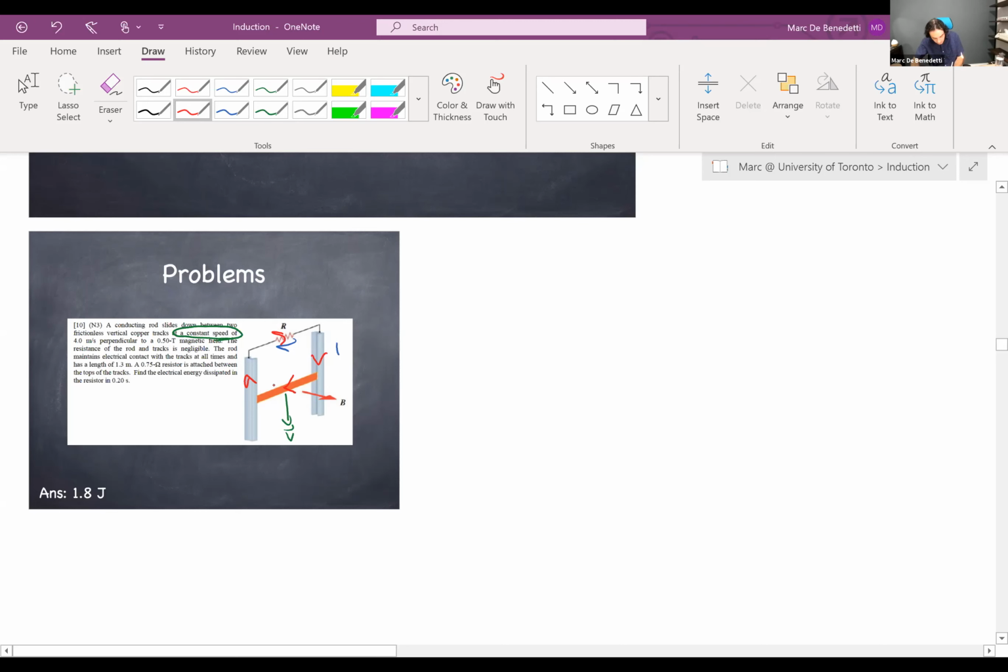Now, if we know there is a current in this rod traveling to the left, or perhaps out of the page, depending on your perspective, we can use our right-hand rule and figure out what kind of magnetic force this length of wire or rod will feel as a result of that external B field.